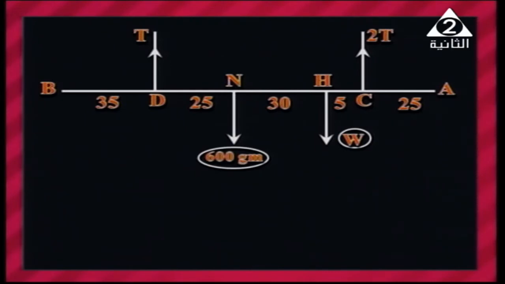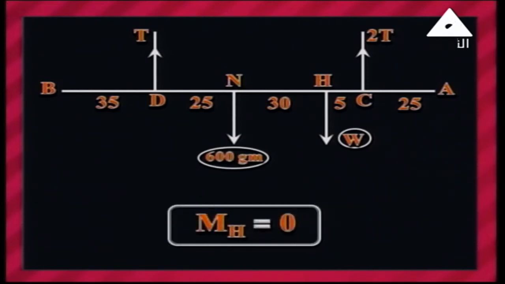And we have, my dear student, the weight at a distance of 30 centimeters from A. Remember, the tension from C is at a distance 25 from A, and the tension at D is at a distance 35 from B. My dear student, look at the two equations. Moment about H equals 0 to find the value of T and 2T. This equation is very important. When we find the moment at H, we remove the value of W. The required are the tensions of the two strings, the first T, the second 2T. It is easy to find the value of the tension T.